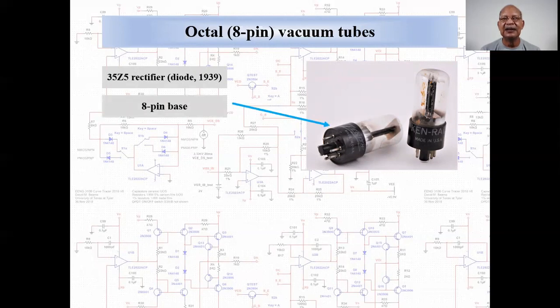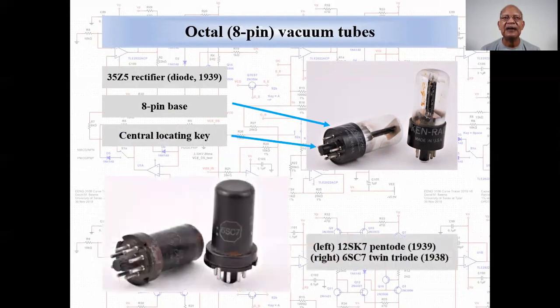Note the base. Note that some of the 8 pins are missing. Unconnected pins were sometimes omitted. Note the locating key. These tubes are from the late 1930s.